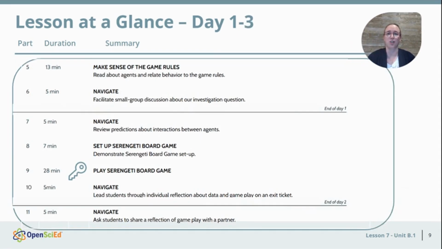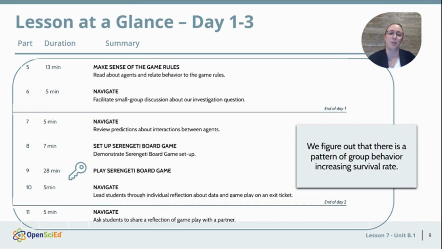The second lesson chunk spans across 3 days. Students relate behaviors of wildebeest, lions, and hyenas to the Serengeti board game rules. They set up the game, they play the game, and reflect on lessons learned during the game play. Students make sense of the predator-prey relationship through gameplay. We figure out that there is a pattern of group behavior increasing the survival rate of species. This relationship leads us to the next making sense loop to define these group behaviors.